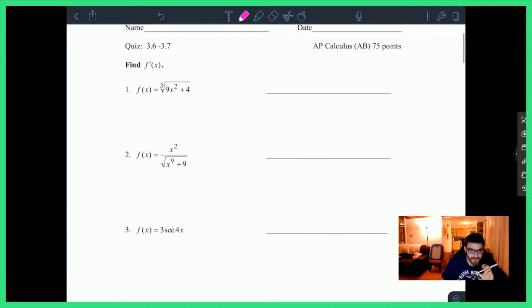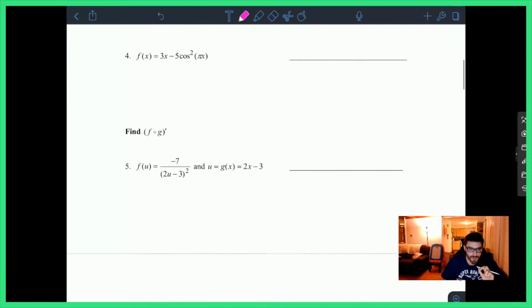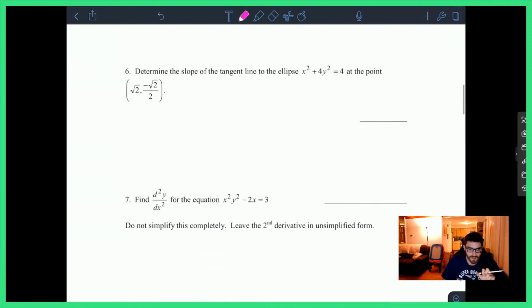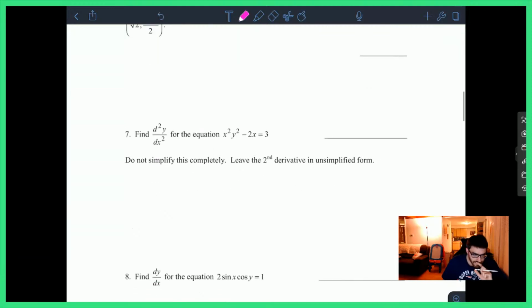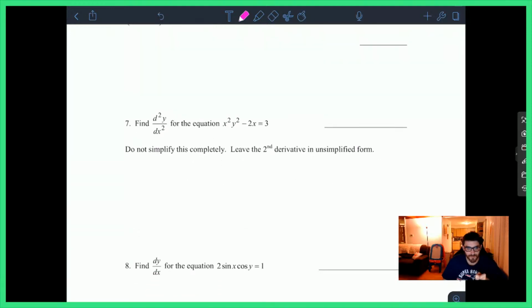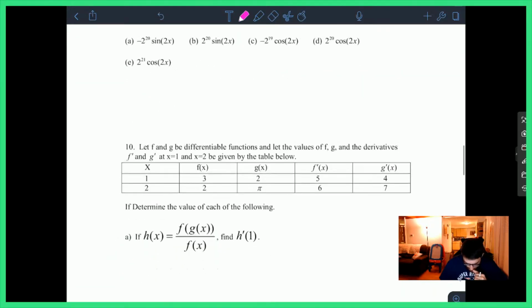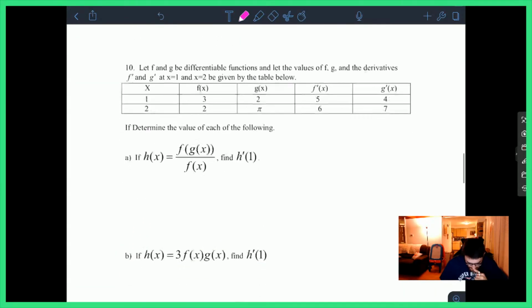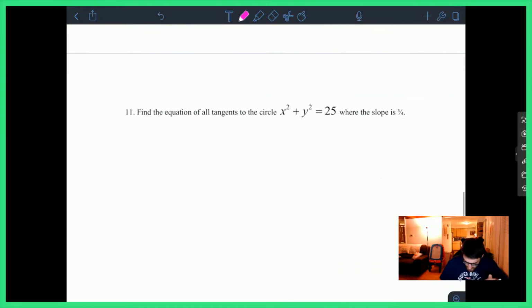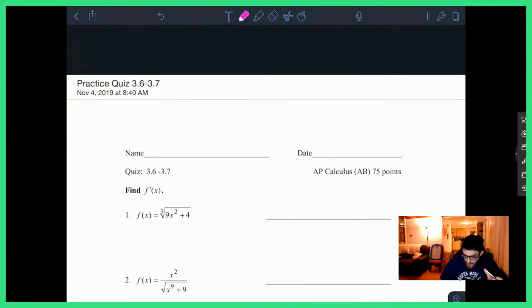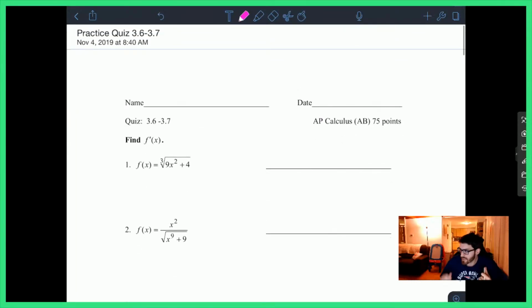Chain rule and implicit. This is the review guide right here I pulled up. Do whatever problems you guys want, but I think these are good. Second derivative, unsimplified form, because it's nasty. You don't want to have to simplify that. Some more implicit, number 8. We did a problem real similar like number 9. 10's a great table problem. Tangent, got a bonus challengey type question. Cool. So we got 6 people in the chat.